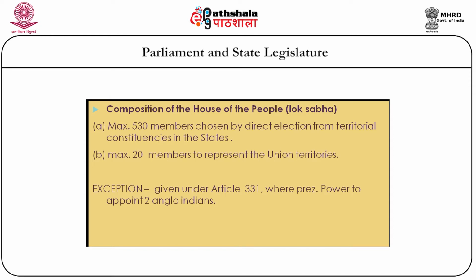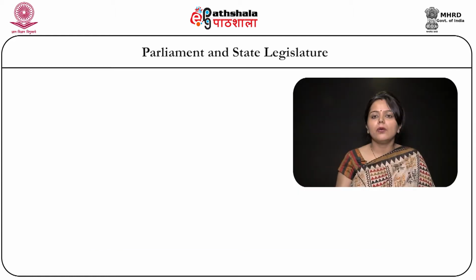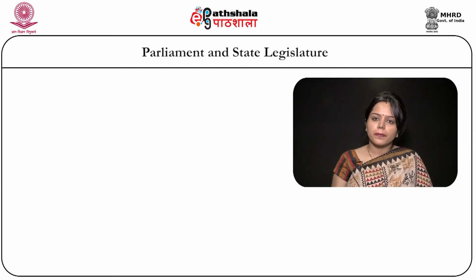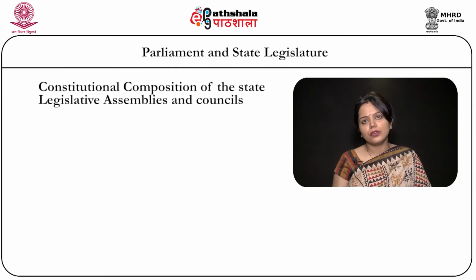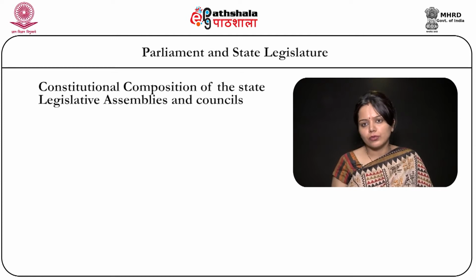Here again, one exception is given in the composition of the House of People or Lok Sabha: if the President thinks fit, he has the power given under Article 331 to appoint 2 Anglo-Indians as members of the Lok Sabha. Now, I will come to the constitutional composition of the state legislature house or houses.